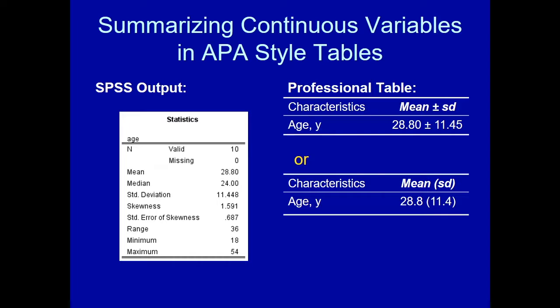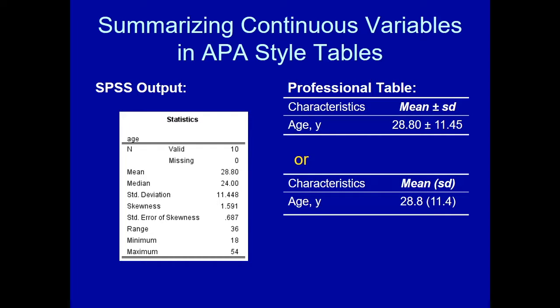The other option, if you don't like that plus or minus, trying to find that in the options in your word processing software, you can put the mean with the standard deviation in parentheses. So that's just what that second table is showing you. For the characteristics, the header says mean, parentheses, SD, close the parentheses. And then for age, we have 28.8, open the parentheses, 11.4, close the parentheses.